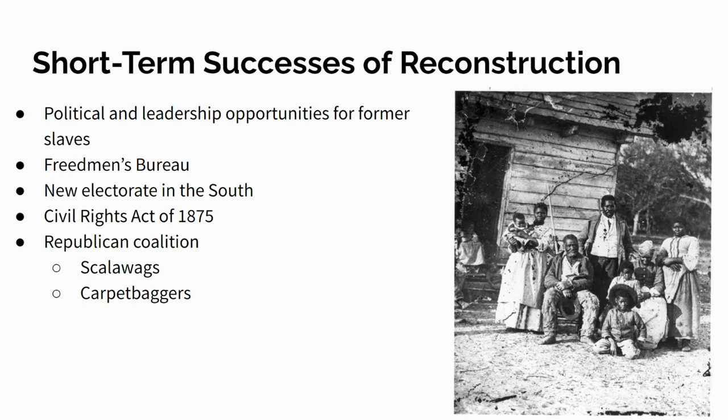And then the last short-term success is the Republican coalition. Now, a coalition is basically who makes up the Republican voters, okay? Obviously, there are some Northerners that were abolitionists or against the idea of slavery. There are also African-American voters. And then there are these two vocab terms that you need to know. One is called scallywags. A scallywag is someone who's a Southern white person who is cooperating with the North. And then there are these people called carpetbaggers, who were Northerners who go south trying to make money off of the situation or trying to help the situation out.